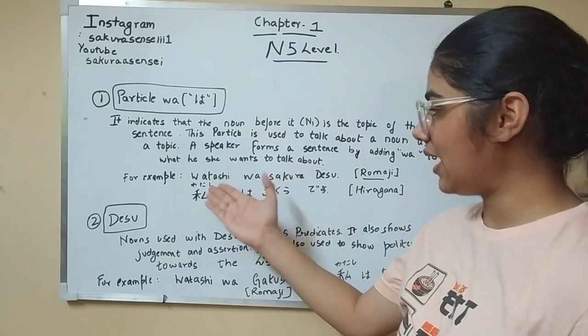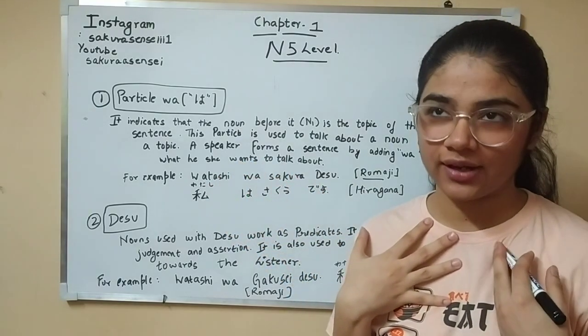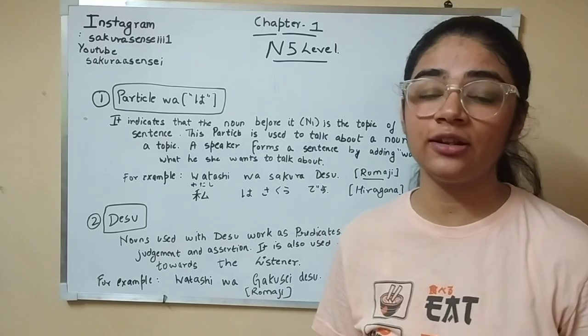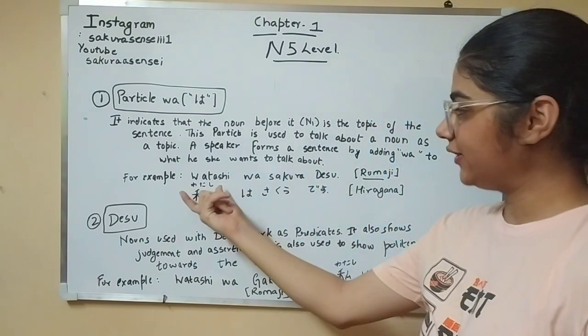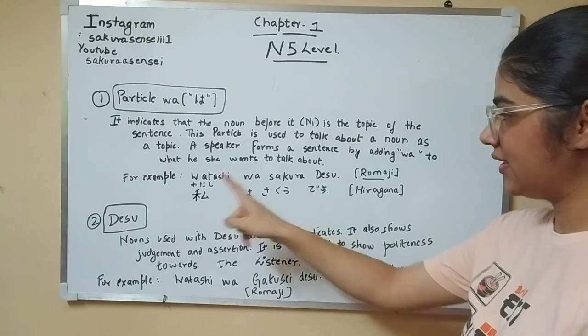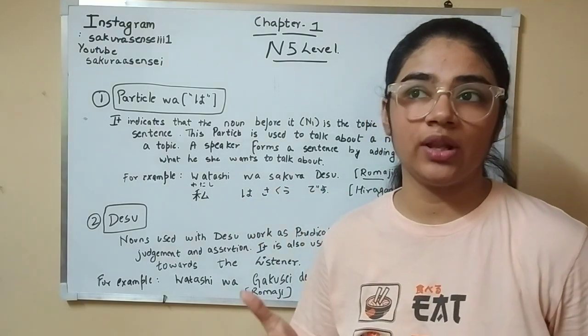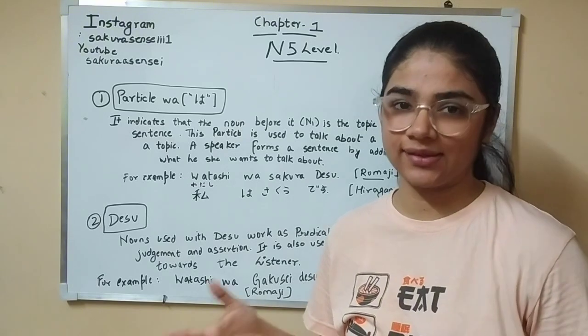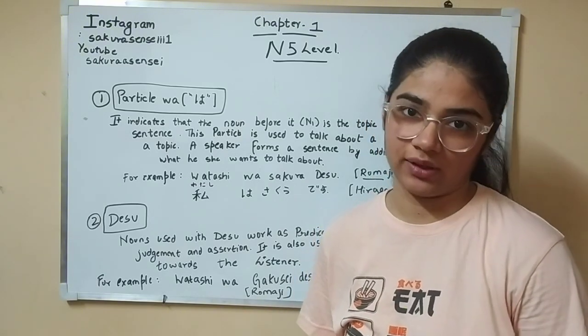Watashi basically means I. Wa here is a particle. Sakura, my name. It's not my real name, and I will reveal my real name soon. Watashi wa Sakura desu. This is the Romaji and this is Hiragana, and in my upcoming videos you will learn the basic writing systems of Hiragana, Katakana, and later on Kanji as well.